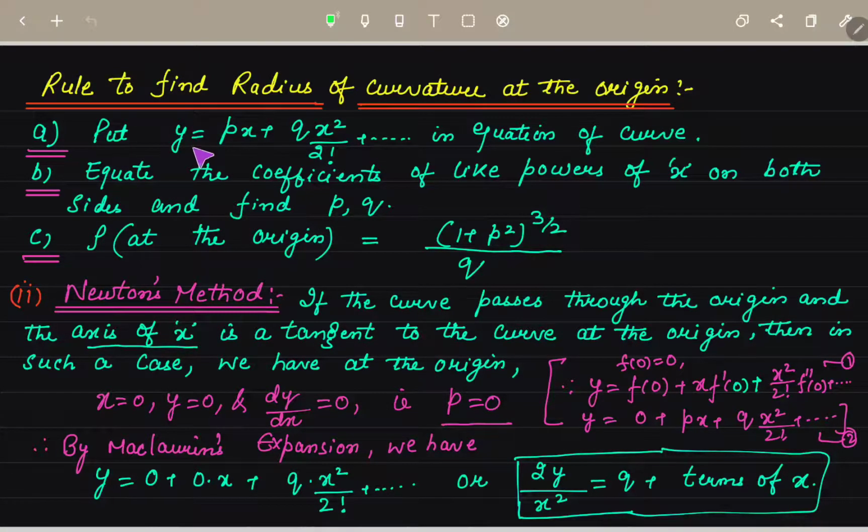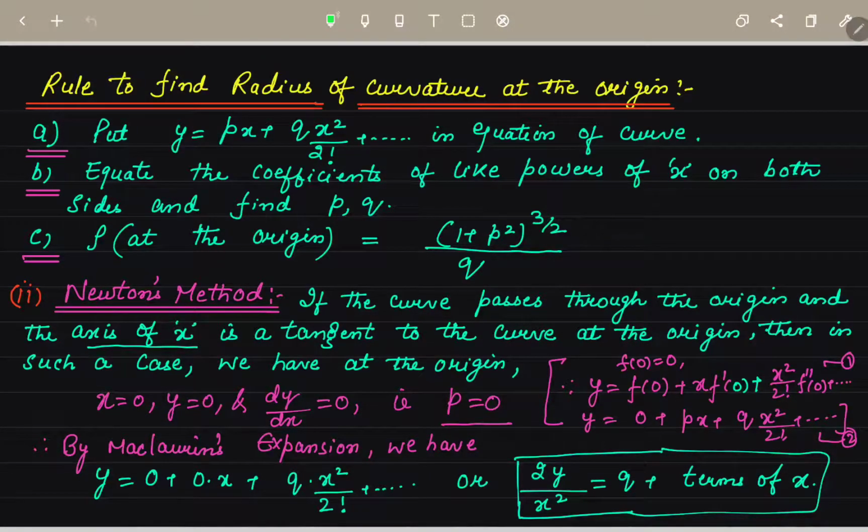So in short, first put the value of y in the equation of the curve, then equate the coefficients of like powers of x on both sides to find p and q, and at last use these values in the formula of radius of curvature, that is rho at the origin is equal to 1 plus p square whole raised to the power 3 by 2 divided by q. So this is the method of expansion.